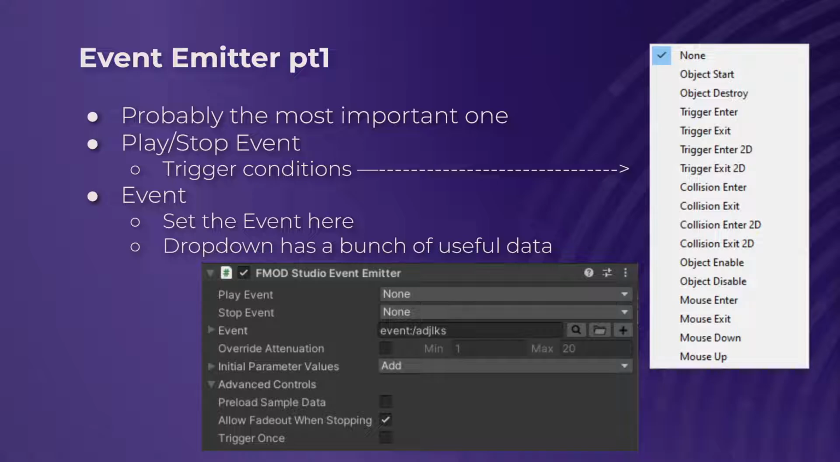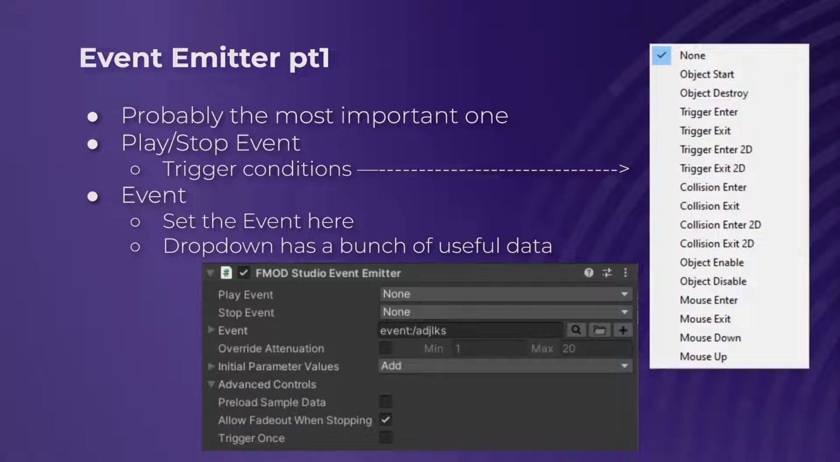Play and stop event. We're just going to go through each of the things. Play and stop event both have the same options in the component, so we'll just go through all those real quick. And these are also used as trigger conditions for the other parameter triggers. So we'll be talking about those very shortly.